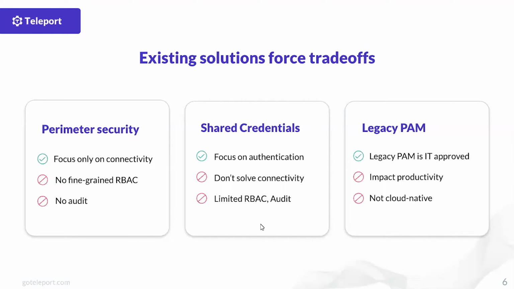So the problem is that existing solutions force trade-offs between these pillars of access. Perimeter security solutions like VPNs focus on connectivity, but leave fine-grained RBAC and audit out of the equation. So what about relying on shared credentials using Secret Vault? That still requires you to figure out remote connectivity and auditing for engineers and machine users. Not to mention shared credentials are a security liability. And finally, there's legacy PAM. While PAM solutions are usually stronger than the former on security, they tend to be bulky and slow down your engineers and don't help for machine-to-machine access.